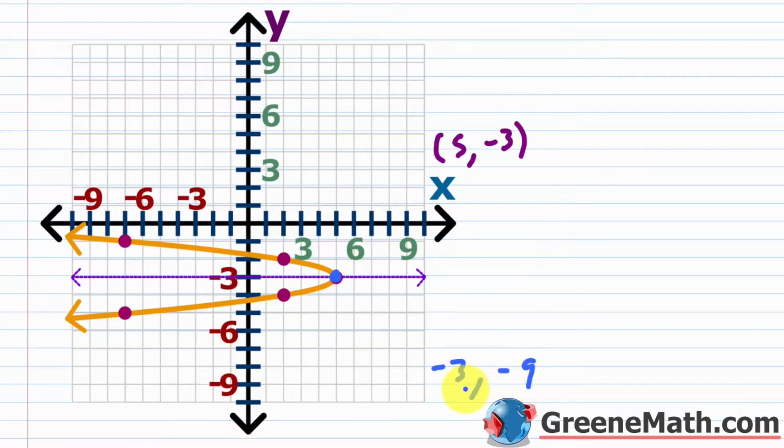But basically what I'm going to do is go up 1 and to the left 3, right? Negative 3 tells me I'm going to the left 3. So up 1 to the left, 1, 2, 3. So here's a point. And then the next one's negative 9. So up 1 to the left, 1, 2, 3, 4, 5, 6, 7, 8, 9. Arrive at that point. And again, you can just reflect these points across this axis to get this point here and this point here. So that's how you could sketch the graph of a horizontal parabola.